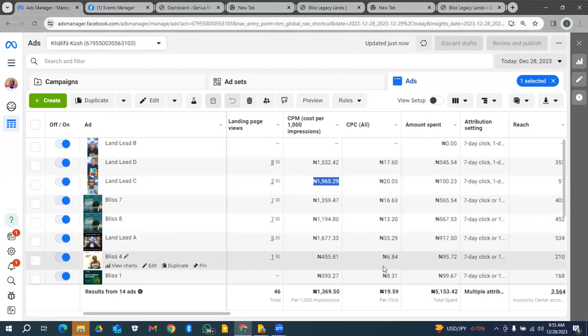So you want your cost per click to be under 3 naira if possible. You can be having a low cost per click when your ad is doing really, really well. Let me see if I can open that page.